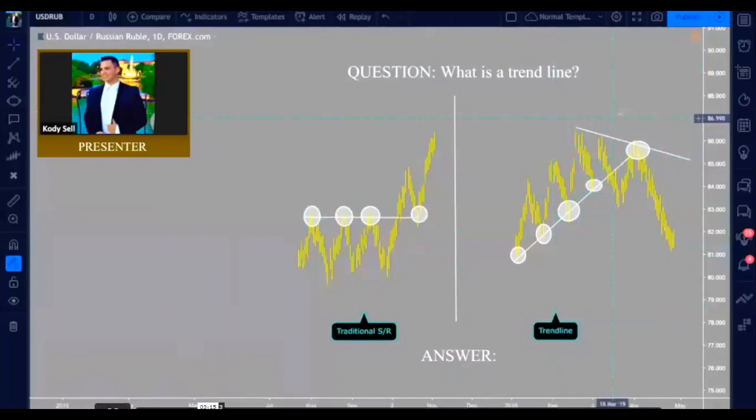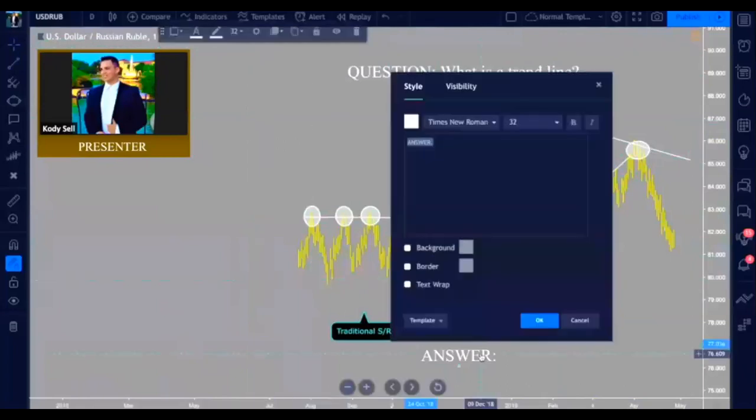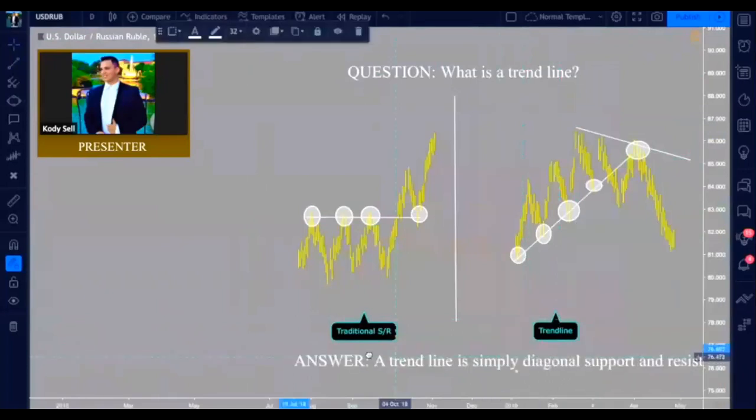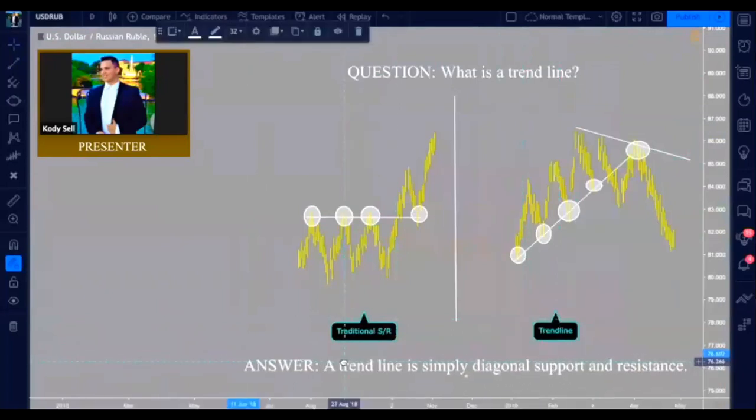So the way that I want you all to understand what trend lines actually are, the answer, if anyone asks you what a trend line is, a trend line is simply diagonal support and resistance. That's it. That's all a trend line is. So this is our answer to the question, what is a trend line?